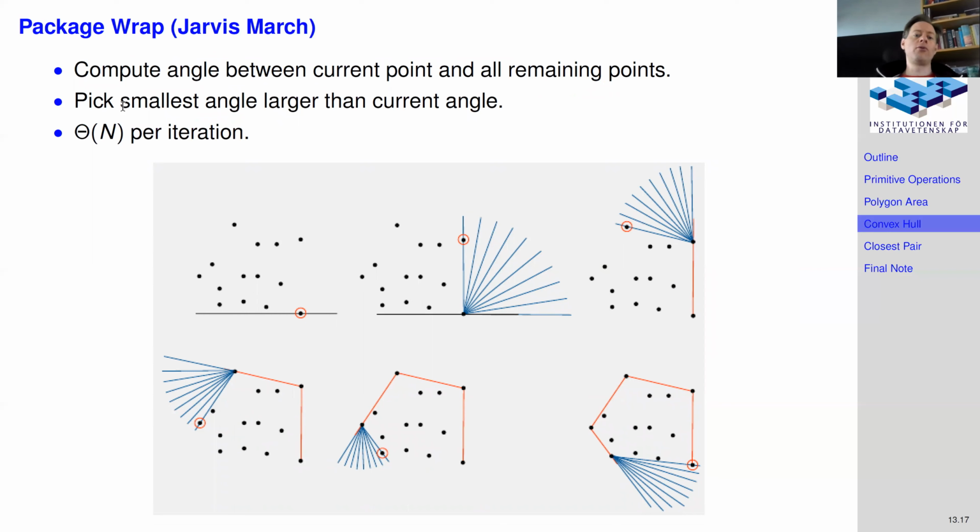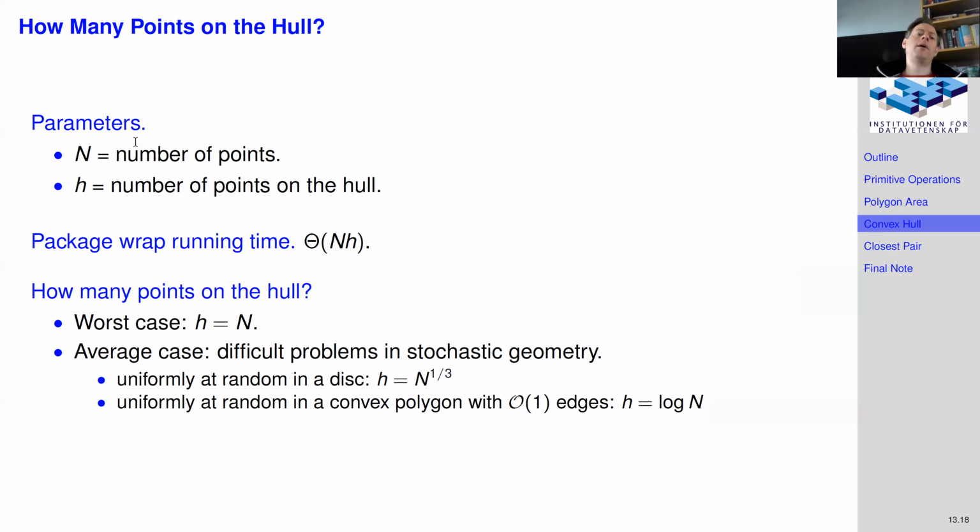Yeah, you can also do this by computing the angle between the current point and all remaining points, and then pick the smallest angles larger than the current angle. So this is another way of getting these sweep lines, and this will require n checks per iteration because you have to check against every other point. So it's quite expensive.